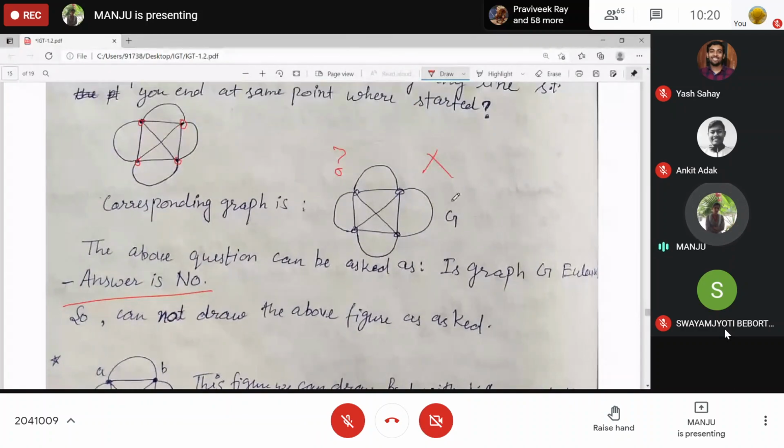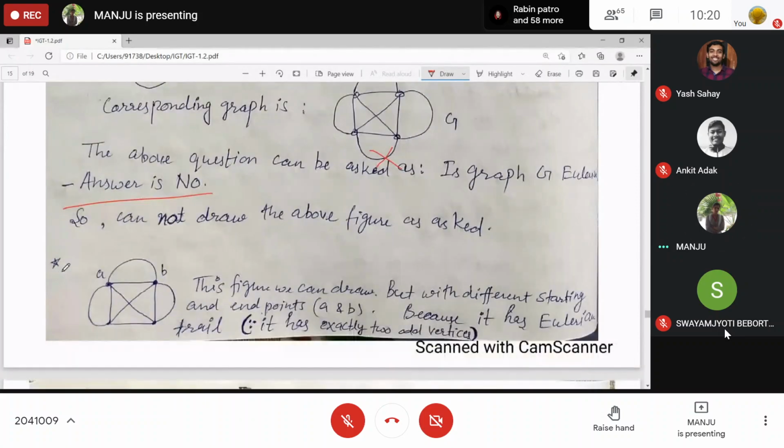And what about if I remove one edge? That is this one or this one. Can you draw this one? No, ma'am. This graph is not Eulerian, but what about an Eulerian trail? Yes, ma'am, an Eulerian trail exists, right?